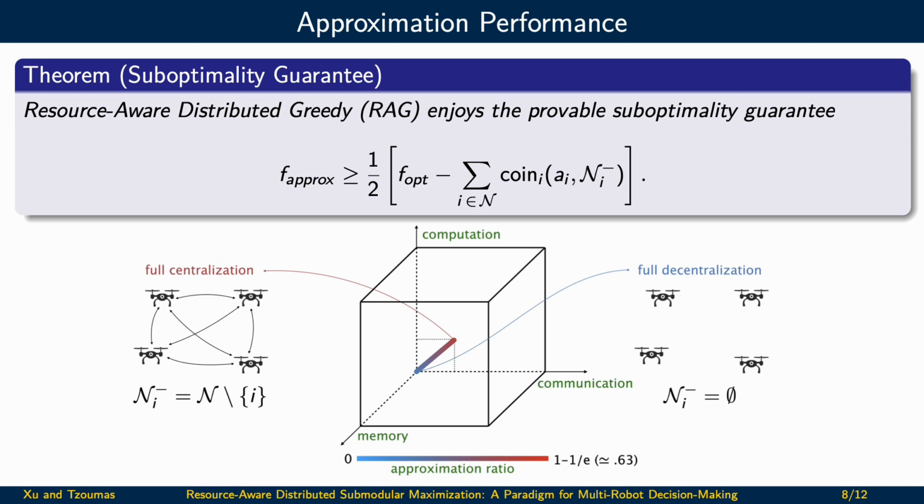After capturing the cost of decentralization using coin, we provide the suboptimality bound of our algorithm. The result of the approximation algorithm will be greater than or equal to a half of the optimal function value minus the sum of coin. Therefore, this bound is a function of all agents' in-neighborhoods. The larger the in-neighborhoods are, or say the more centralized the communication topology is, the higher the bound will be.